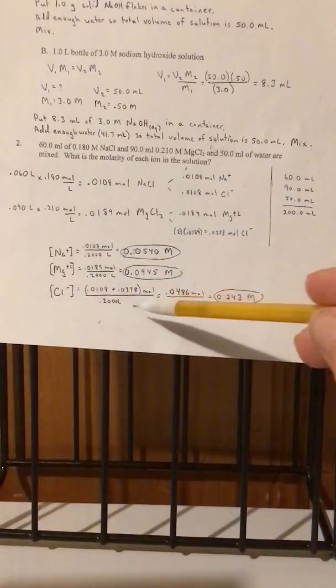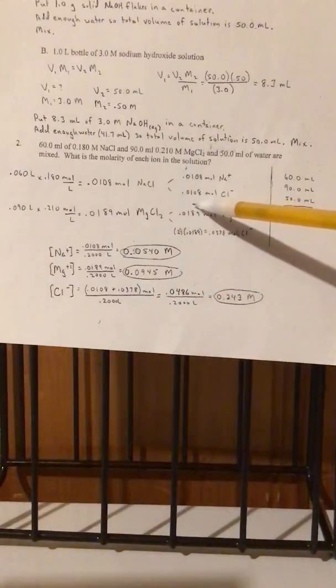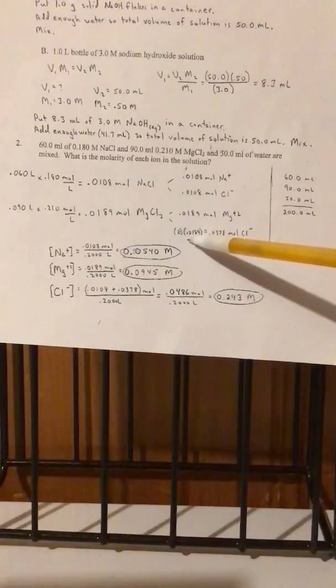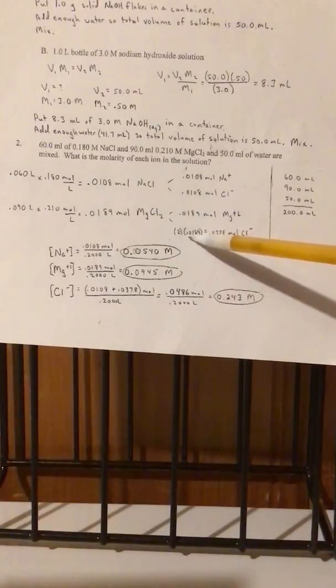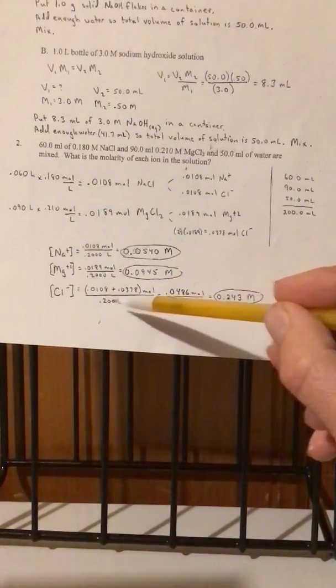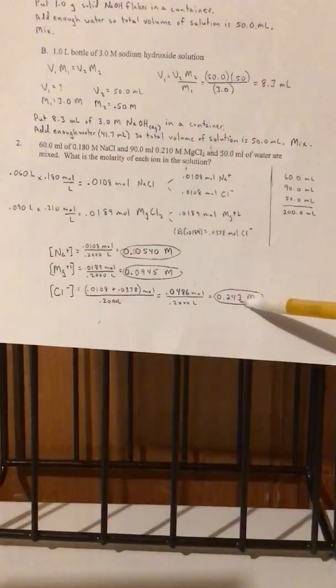And then the Cl, there are 2 sources. There's the 0.0108 from the Cl minus, and there's 2 times the 0.0189 from the MgCl2, and I add both of those moles together, divide by total liters, and that gives me the molarity of the Cl minus, which is 0.243 molar.